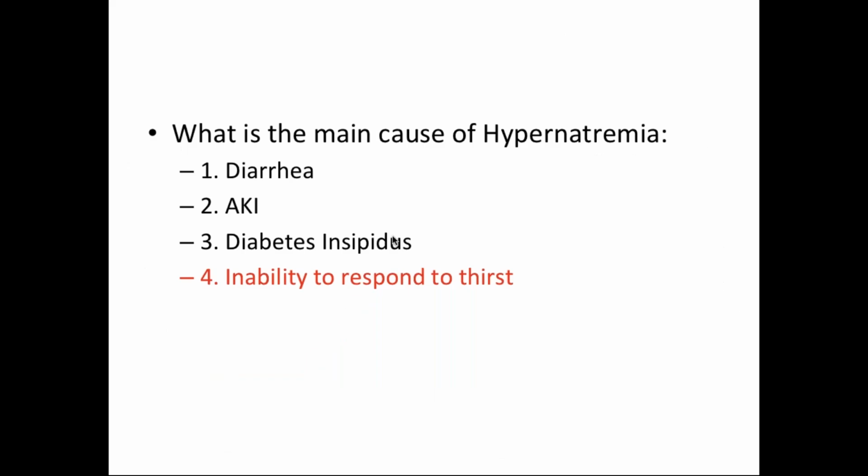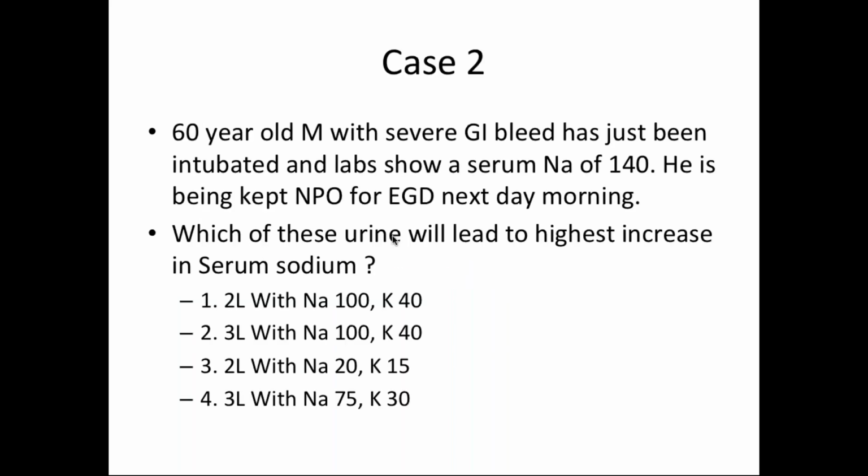So coming back to the patient with Alzheimer's dementia, the main cause of his hypernatremia is his inability to respond to thirst. Another key concept that I did want to talk about is going to be through this second case.